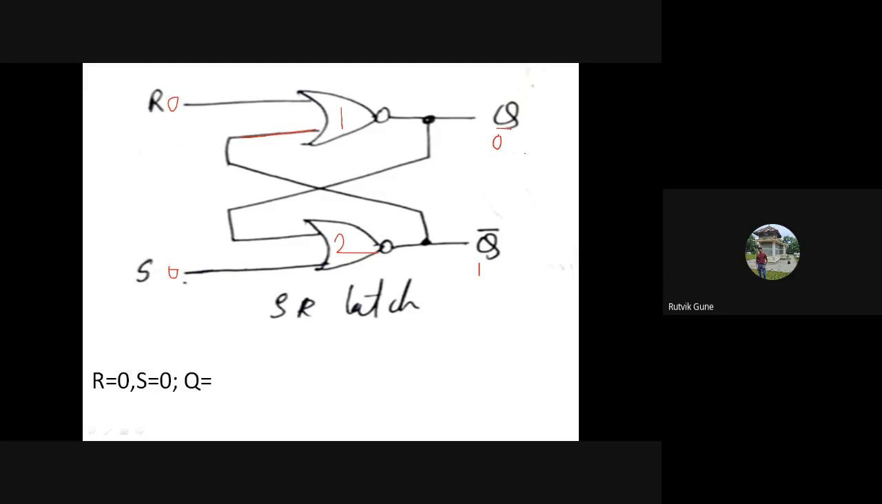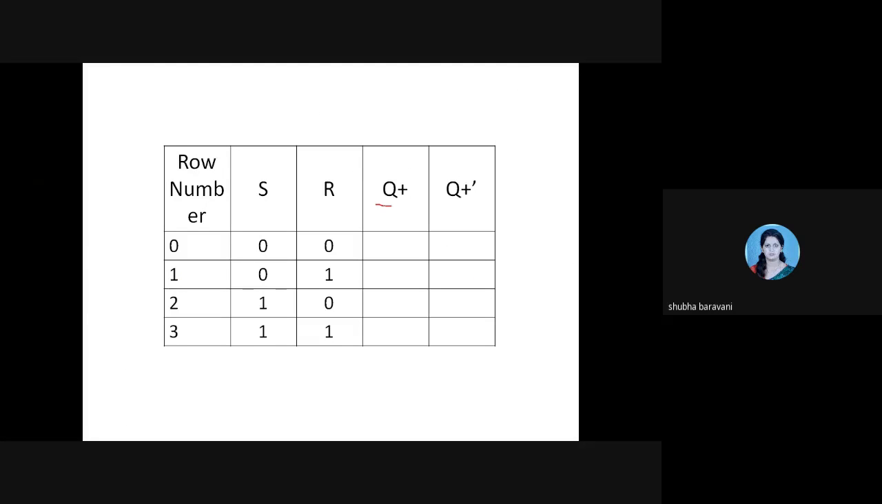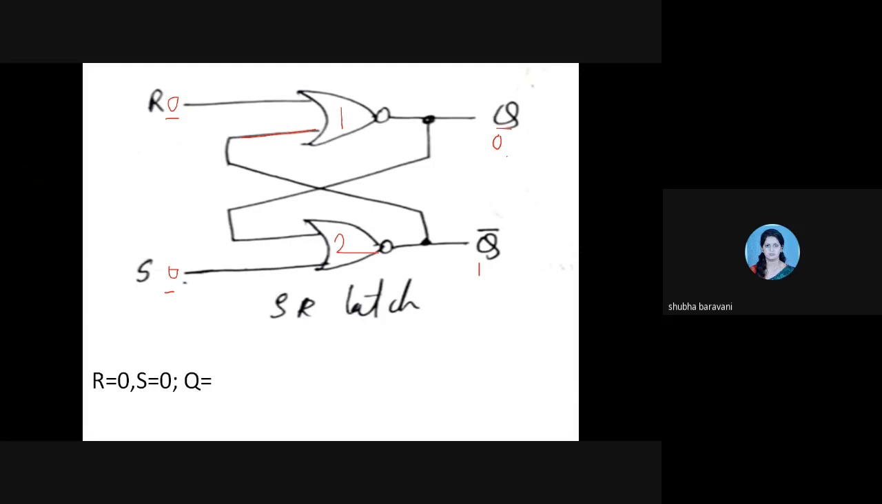हाँ, तो पहले हम लोग 0 के लिए एनालाइज करते हैं. When both inputs R and S are 0, 0, let us see how my Q plus and Q plus bar react when I assume Q is equal to 0. Now, am I clear?